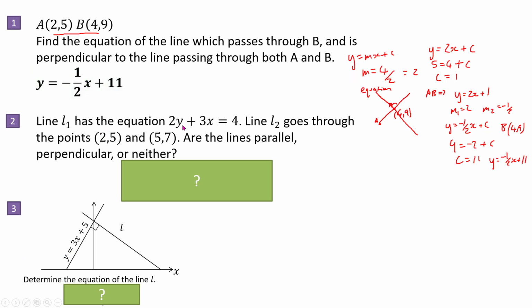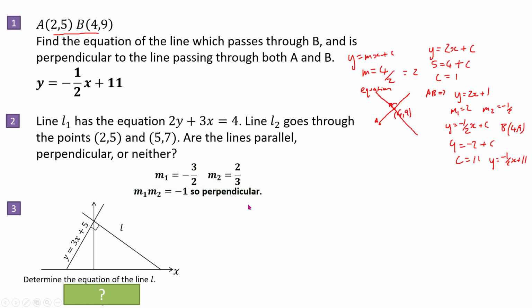This line here, are the lines similar? Well, you just rearrange this into the form of y equals mx plus c. So I'd minus 3x on both sides, then divide by 2. Then find the gradient of this line and compare. It's just an extra step, guys. So they are perpendicular.